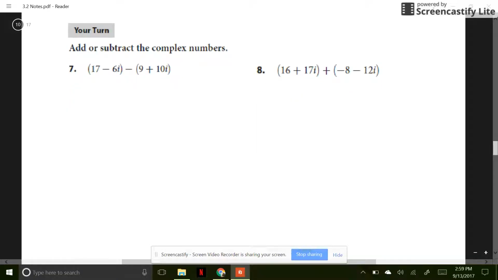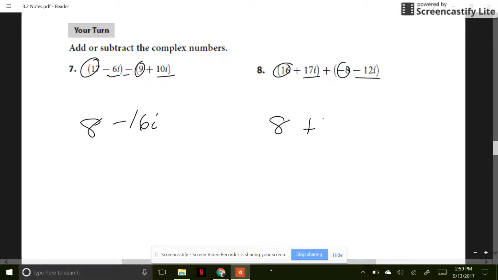So let's do it. We take the real parts: 17 minus 9 gets us 8. Negative 6 minus 10i will get you negative 16i. Over here, 16 minus 8 gets us 8. 17 minus 12 gets us 5i.